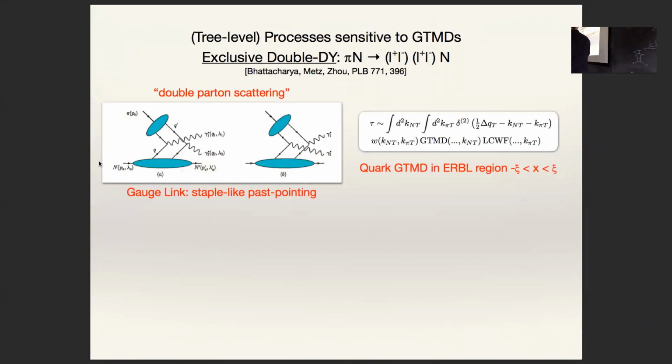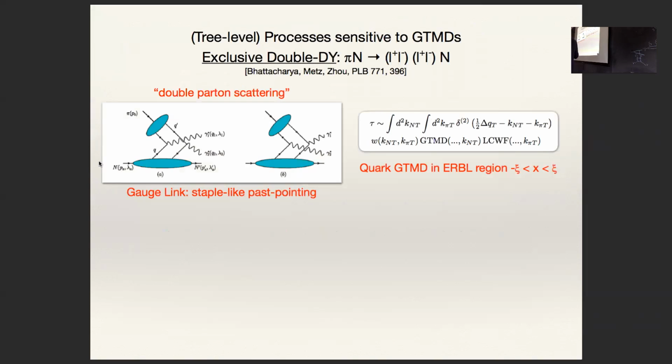And they gave formulas for the amplitude of this process, at least at tree level. And here we see that we have the typical TMD convolution integral of a GTMD with the pion light cone wave function. So is there a handbag-like contribution to this process?